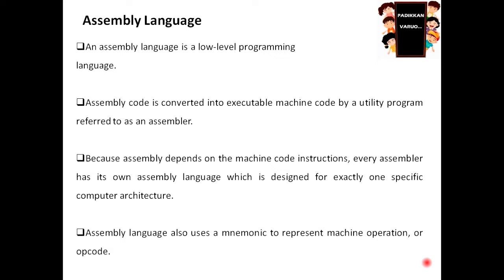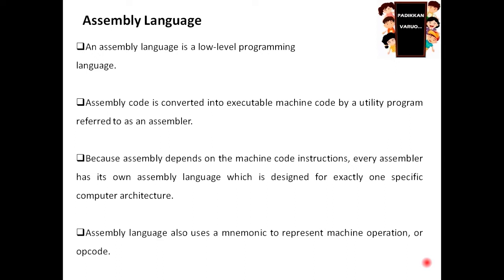Assembly language is a low-level programming language. The assembly code can be converted into executable machine code with the help of an assembler. Here we need the help of an assembler in order to translate the code that we are writing in the assembly language to an executable format.